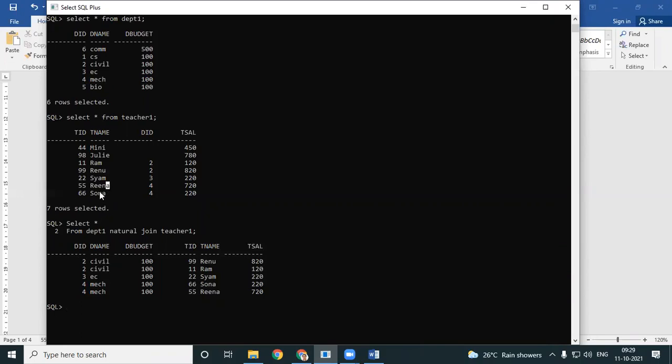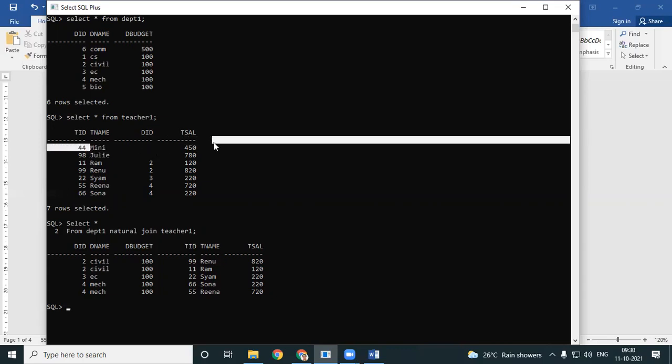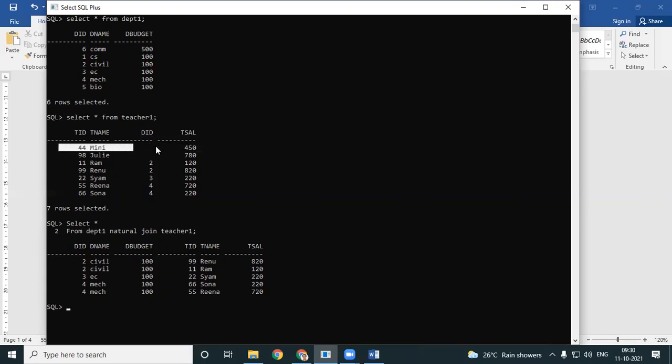Let's come to my second table. Mini. Does Mini have a DID? Mini is a teacher, agreed. But Mini might have just joined. Mini has not been assigned a department. Here it is a null value. So very simple. This particular record is considered a null entry. It does not find place in my natural join. So, Mini doesn't come over here. Julie, she also doesn't have a DID. So I consider her as a null entry.